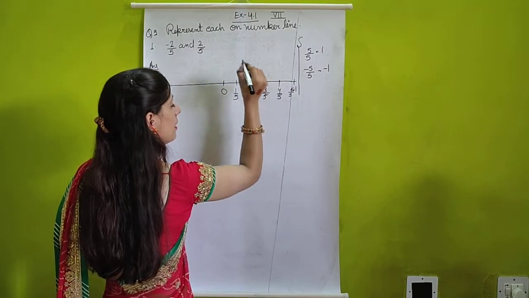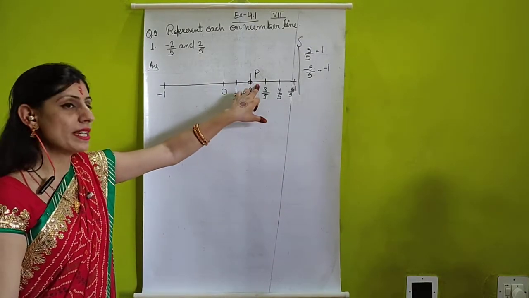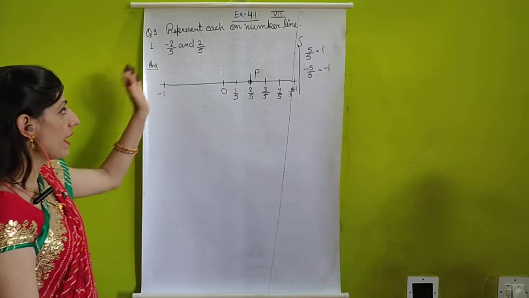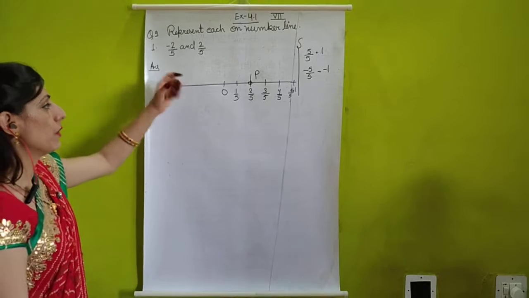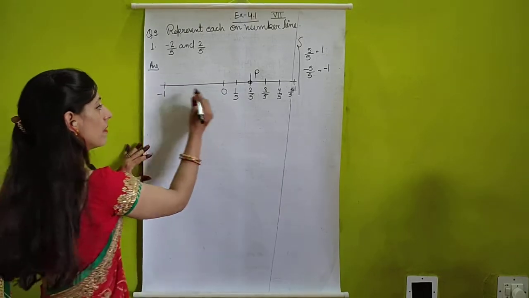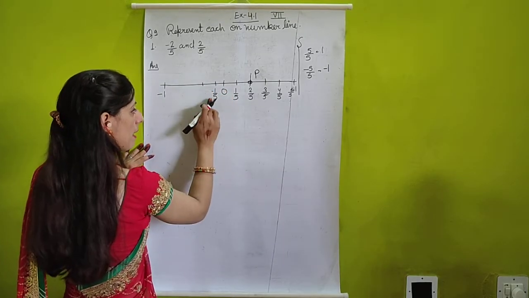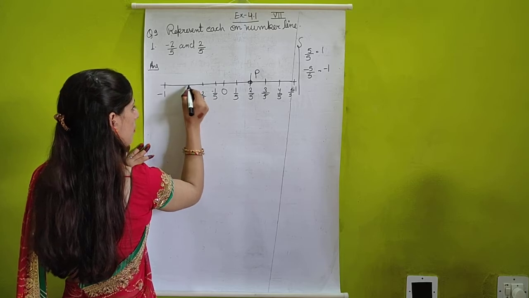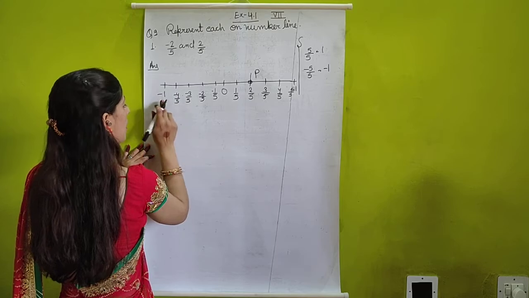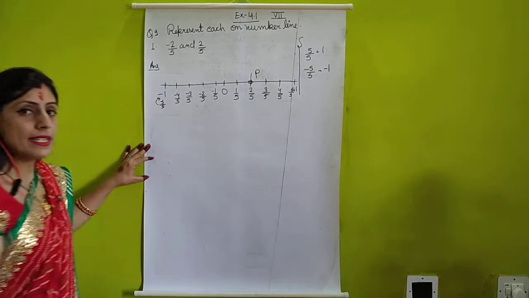You can write here any name you like, like I have given point P. This is point P representing 2 upon 5. Now next one, this minus 2 upon 5 will come between 0 and minus 1, and we will follow the same process. Here we will write again 1 upon 5, but with a negative sign. So minus 1 upon 5, minus 2 upon 5, minus 3 upon 5, minus 4 upon 5, and this is minus 5 upon 5, which is equal to minus 1.